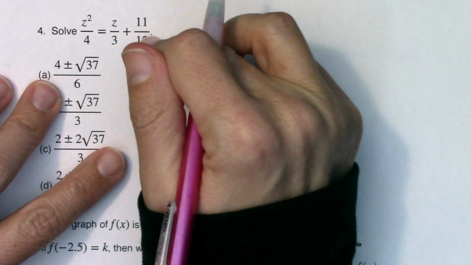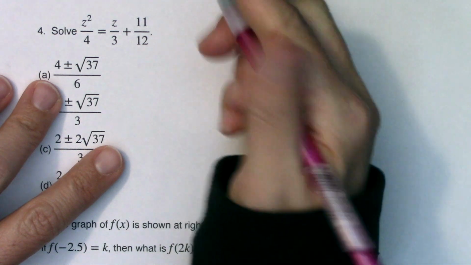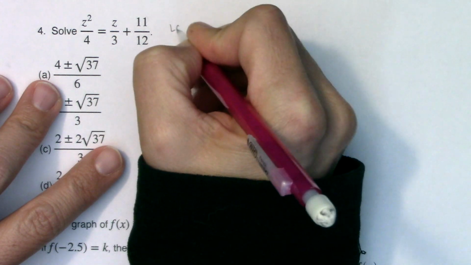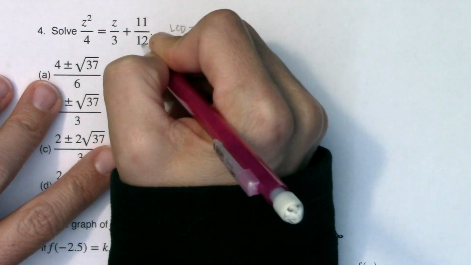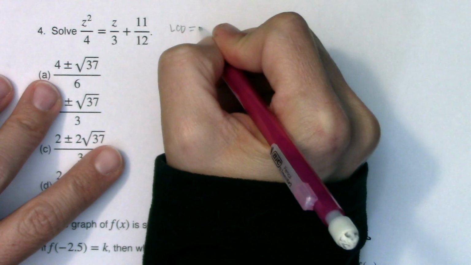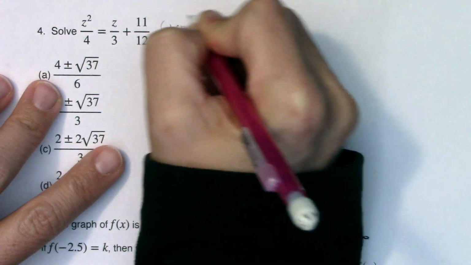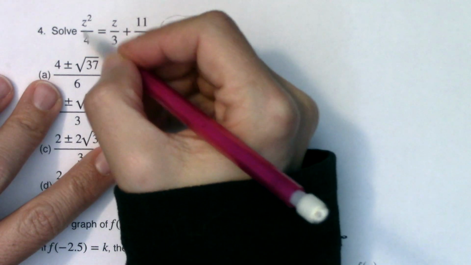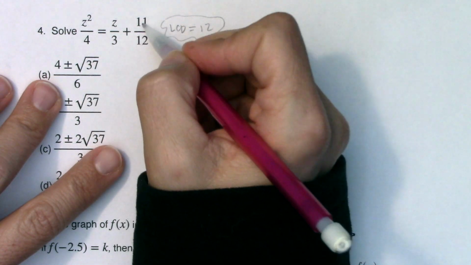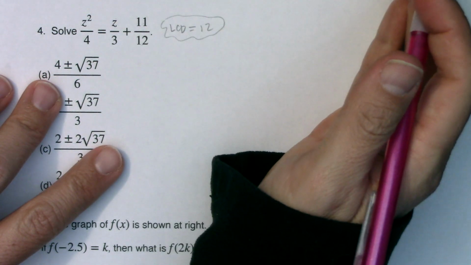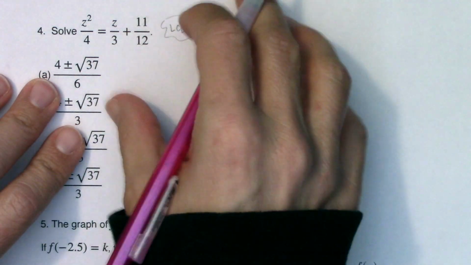We get rid of fractions when we have an equation if we multiply every term in that equation by the LCD. In this case, the LCD, the least common multiple of 4, 3, and 12, is 12. So I'm going to multiply this 12 to z squared over 4, to z over 3, and to 11 over 12, and we're going to see the fractions just go away by design.